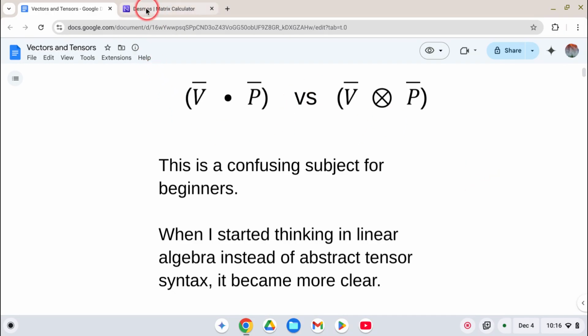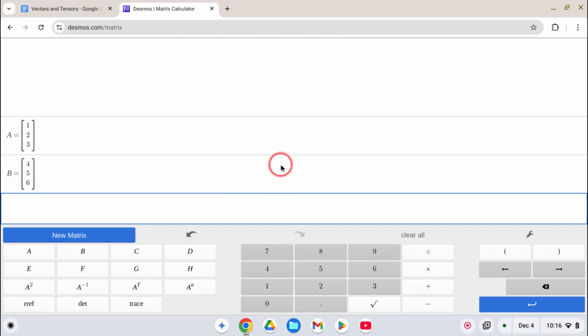Let's look at the Desmos matrix calculator. It's kind of fun. All right. So we have here two tensors of rank 1, which we call vectors, right? In physics, we would say that this vector has contravariant components. So we've got two vectors with contravariant components. Now we want to find the dot product of those using matrix notation.